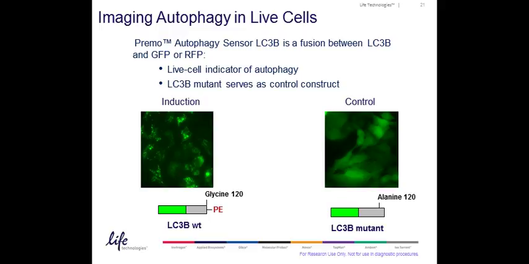Autophagy is a highly transient process. The half-time of an autophagosome is around 25 minutes, and so it's often important to do these experiments in live cells and do time-lapse imaging. One mechanism by which you can look at autophagy in live cells is to use LC3 fused to either GFP or RFP.